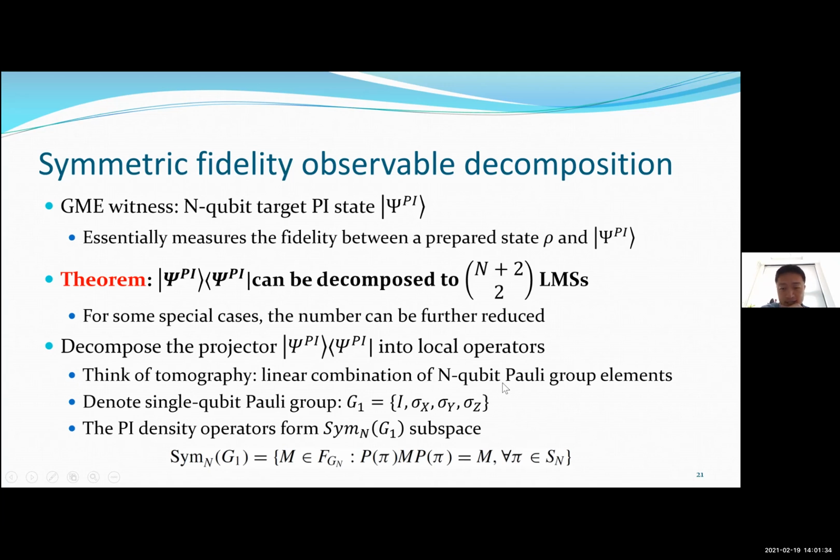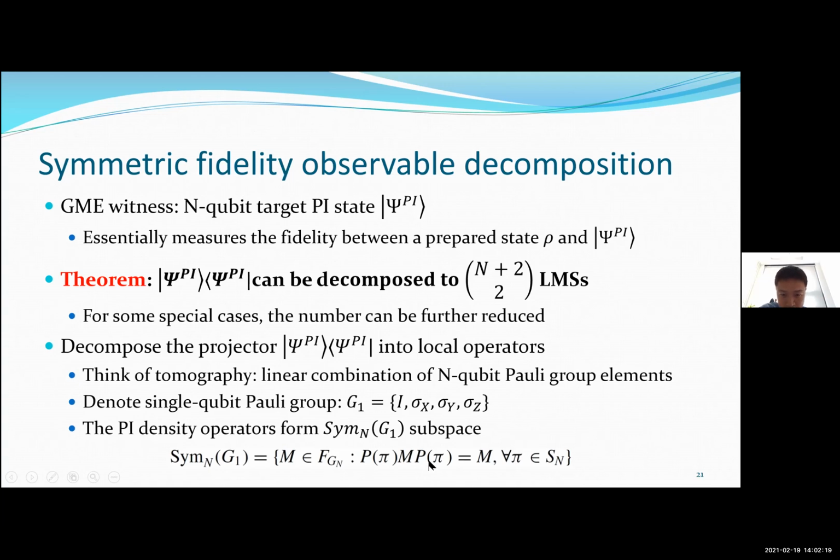Okay, local operators. Let's start with the Pauli group element. G1 stands for the single-qubit Pauli group: sigma X, sigma Y, sigma Z. So think about that. This is a basis. Use this basis to form a symmetric m-party subspace. We have Pauli operators. How many Pauli operators do we have? We have m Pauli operators, and then we use a symmetric subspace to represent this one.